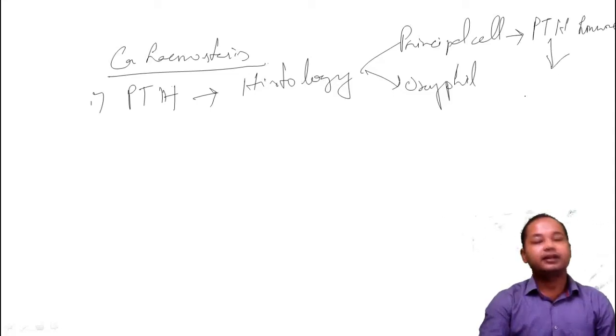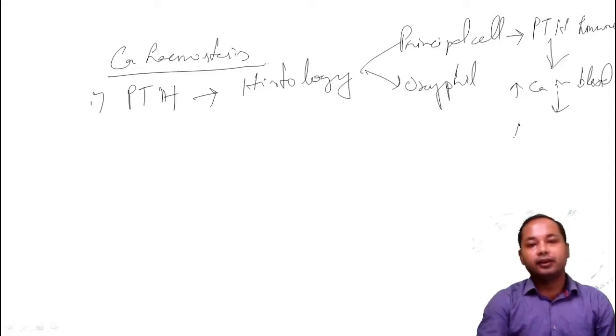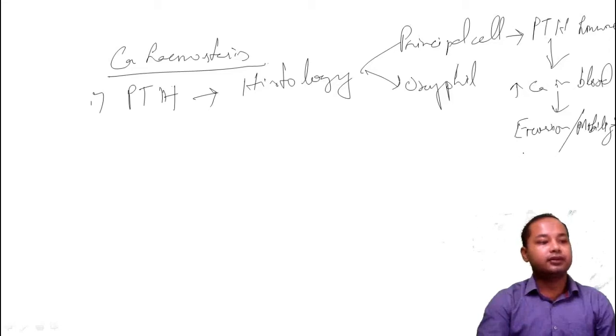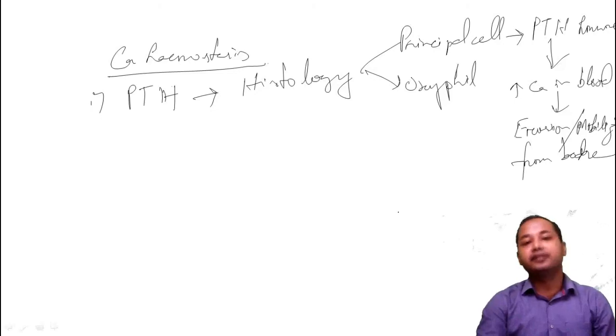And what it does is, it increases the calcium level in blood. Calcium in blood is increased at the cost of the erosion or the mobilization from the bone. So basically, when the calcium level is increased and there is no intake, the bad thing about the parathyroid hormone is that it will erode the bone. It will not make the bone stronger. In fact, the bones will get weaker.